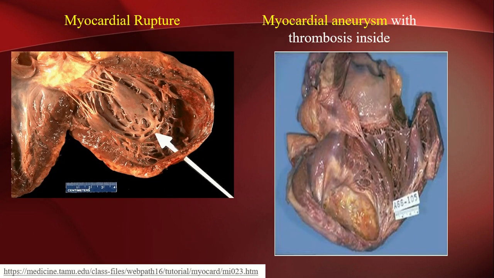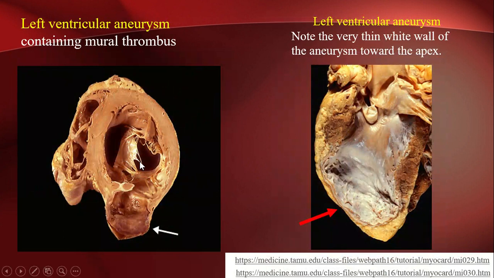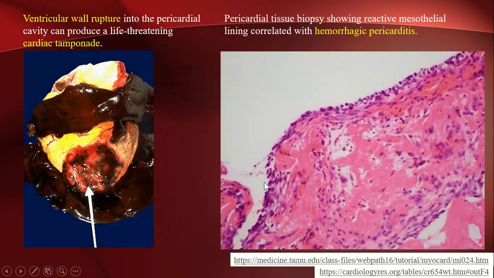Here are some illustrations of the gross view of myocardial rupture. The myocardial aneurysm with thrombosis inside. A left ventricular aneurysm containing the mural thrombus, and you see the very thin white wall of the aneurysm toward the apex here. Then ventricular wall rupture into the pericardial cavity can produce life-threatening cardiac tamponade. Microscopically, we see the mesothelial epithelium that covers the pericardium and the hemorrhage beneath the mesothelium, which we call hemorrhagic pericarditis.